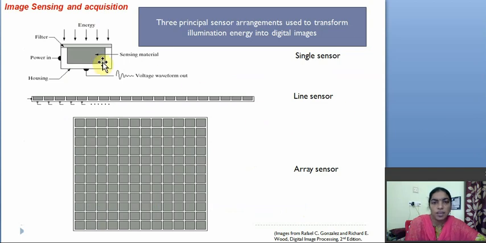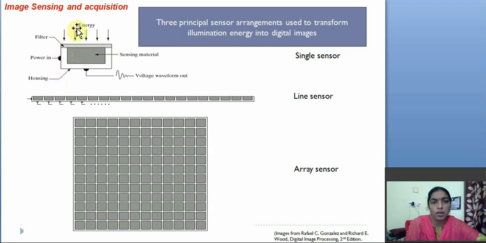See here, these are the three different sensors. The first one is a single sensor, next the line sensor, next the array sensor. This is the single sensor, and the whole arrangement appears here. This is the sensing element, and the output is the voltage waveform. The input is light energy, and it needs some additional power, so that is the input power. This sensor is enclosed by a certain arrangement, which is nothing but the housing.